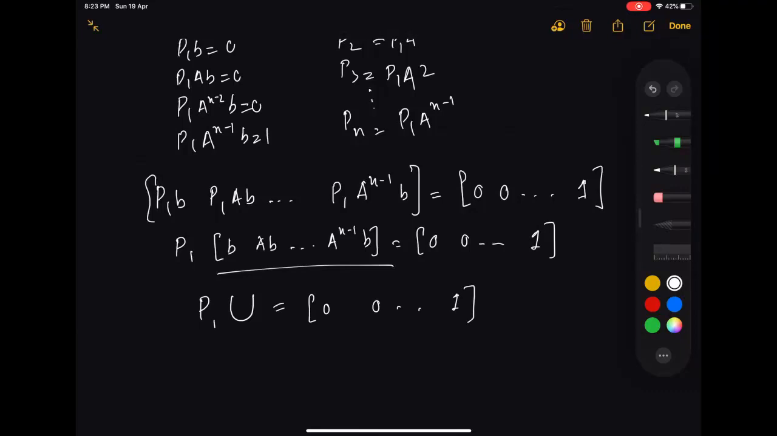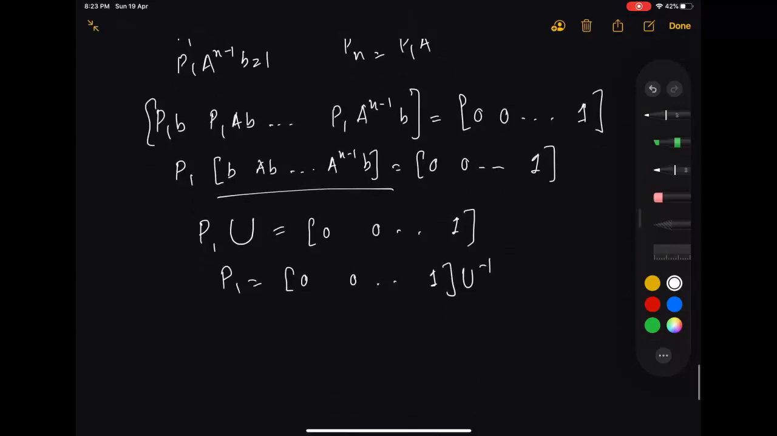So you can take the inverse of this. P1 is equal to 0, 0, 1 U inverse. You can take the inverse of this only when the determinant of U is non-zero. And we are talking about a square matrix, so you can talk about the determinant of U. So this means that you can obtain a P1 only if your determinant of U is non-zero. That means your system is controllable.